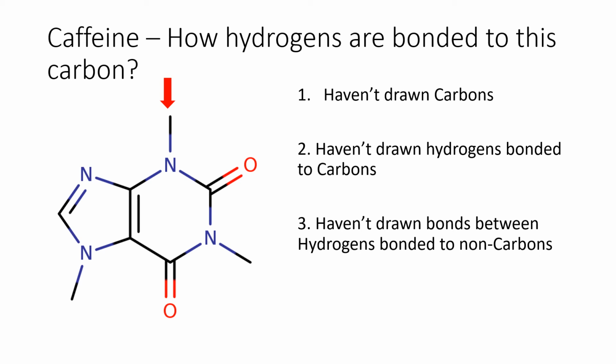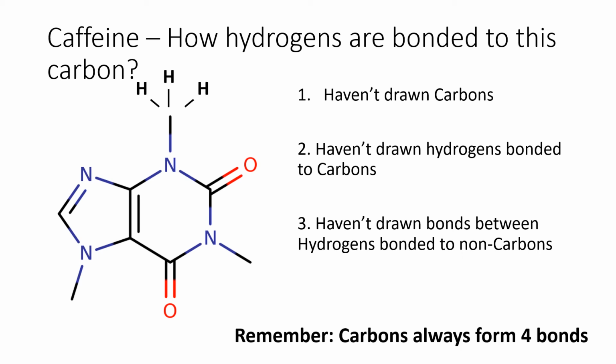So another question. Here's a carbon out here on this end. How many hydrogens are bonded to this carbon? Pause the video again and see if you can come to an answer on your own. If you said 3 hydrogens, that's correct. We don't normally draw the hydrogens that are bonded to these carbons, but they're still there. A good rule of thumb is that carbons always form 4 bonds.